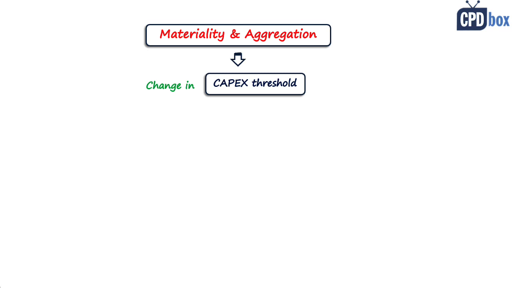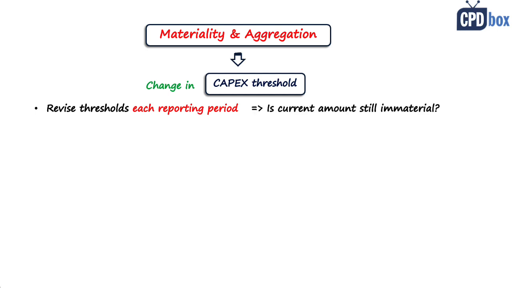Okay? Now, what happens when you actually change the threshold from 1,000 to 1,500? How should you apply that change? Well, if you have set the thresholds, you should revise them each reporting period, that is at least once per year. And you should really look at whether the current amount is still immaterial and not affecting your users. So if you conclude that, okay, the company grew bigger and as a result, even greater amounts became immaterial, then increase your threshold for the new items. Should you reflect the change in materiality or the change in CAPEX threshold, in this case, retrospectively? Yes, sometimes. And it depends on whether your CAPEX threshold increases or decreases.